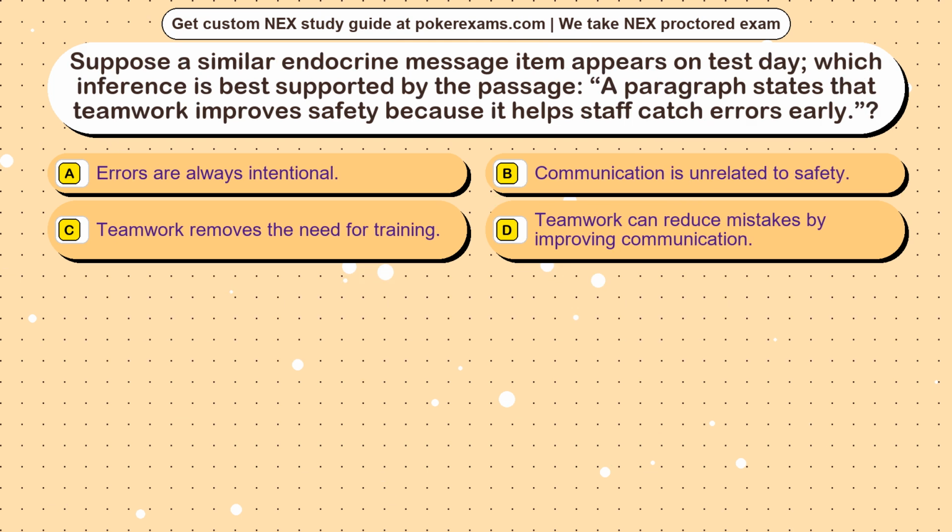Question 7. Suppose a similar endocrine message item appears on test day, which inference is best supported by the passage? A paragraph states that teamwork improves safety because it helps staff catch errors early. Option A. Errors are always intentional. Option B. Communication is unrelated to safety. Option C. Teamwork removes the need for training. Option D. Teamwork can reduce mistakes by improving communication.